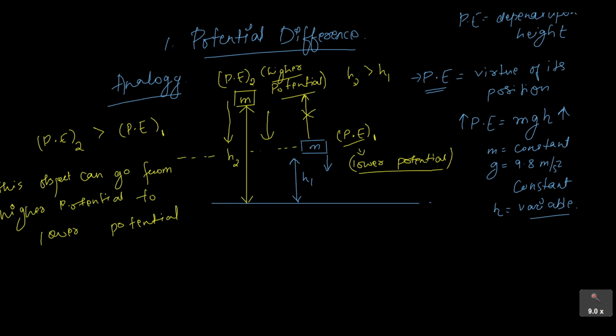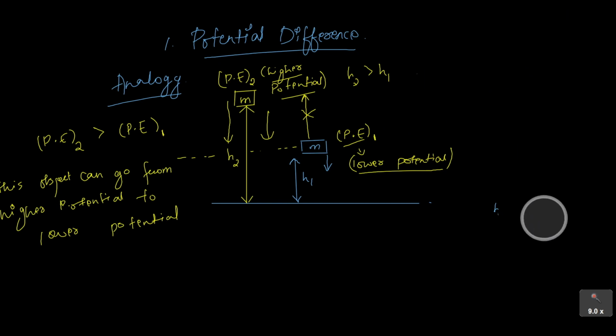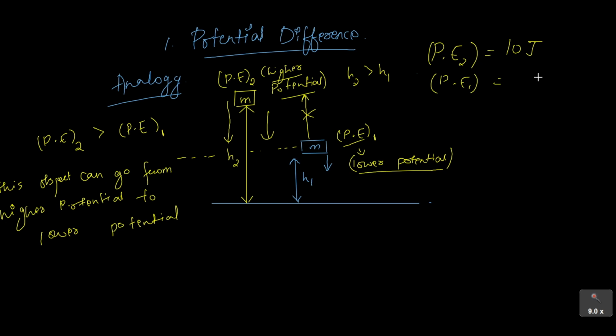If we understand this part, we can move forward to understand the potential difference. Let me erase a few things out here. Say for an example, PE2, which is your higher potential, the energy possessed by this object at height h2, is 10 joule, and obviously PE1 should be smaller, so I will consider this to be 5 joule.